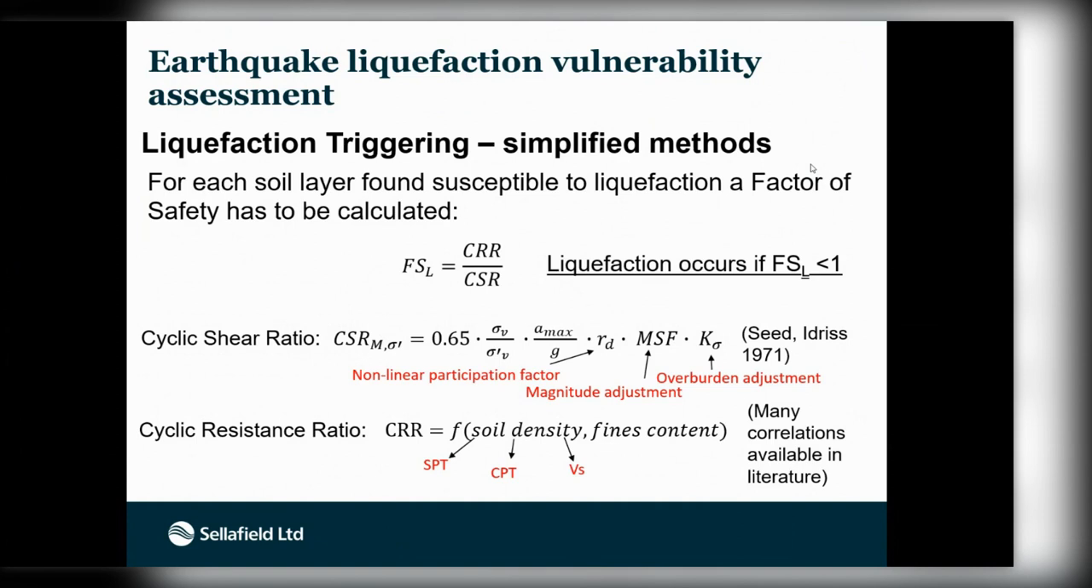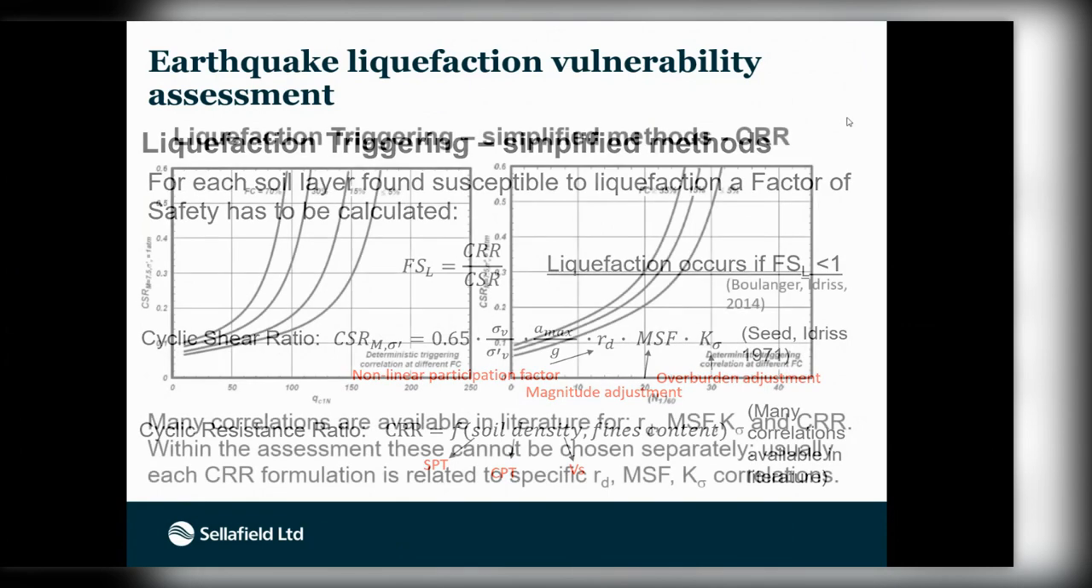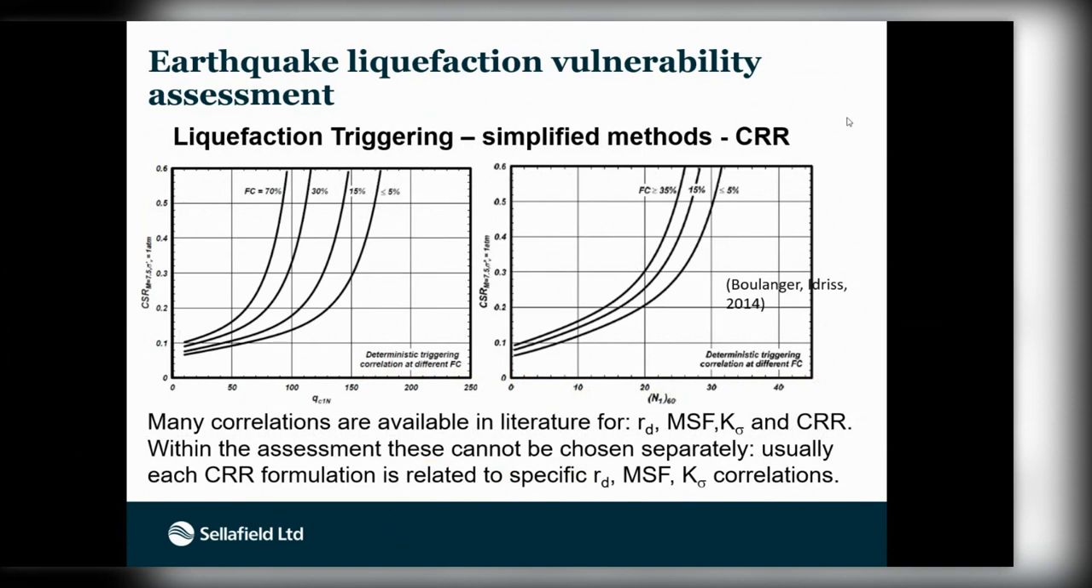This formula depends on the peak ground acceleration, the vertical stress, and other factors: the nonlinear participation factor, magnitude adjustment, and overburden adjustment. There are a number of formulations available in literature to work out the cyclic resistance ratio, the nonlinear participation factor, and so on. What is important is to use the correct formulation. Each CRR formulation is related to specific rd, MSF, and K sigma correlations, so they cannot be mixed.